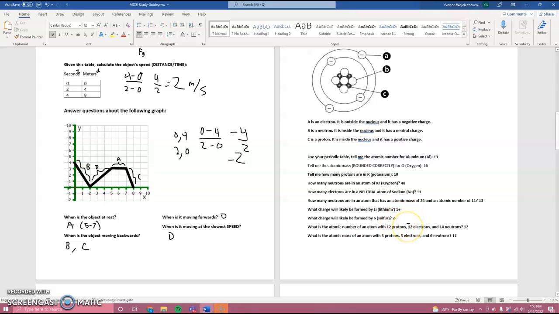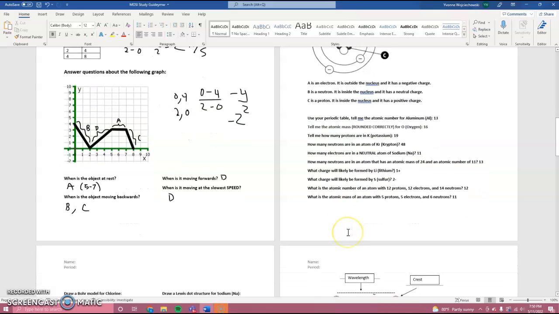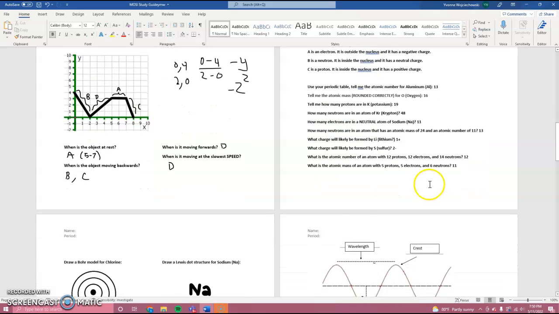What is the atomic number of an atom with 12 protons, 12 electrons, 14 neutrons? There's a lot of excess information here. Atomic number and number of protons is always the same. Always. So if there's 12 protons, the atomic number is 12. What is the atomic mass of an atom with 5 protons, 5 electrons, and 6 neutrons? That would be 11. We are doing 5 protons plus 6 neutrons.